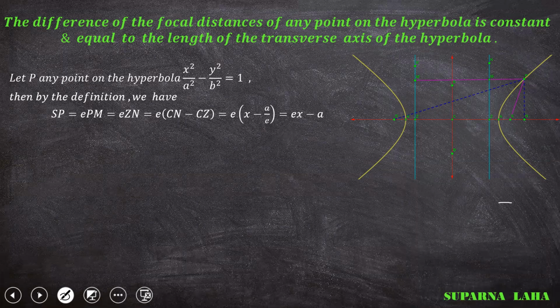So SP is equal to e into PM. Okay, and what is PM? Just look at this distance PM here, and this is NZ. NZ can be written as CN minus CZ. Look here, CN minus CZ. What is CN? It is x. What is CZ? a by e. So if we simplify this, it is ex minus a.